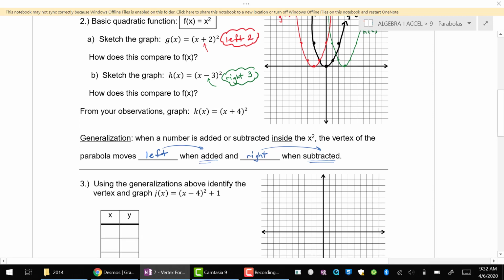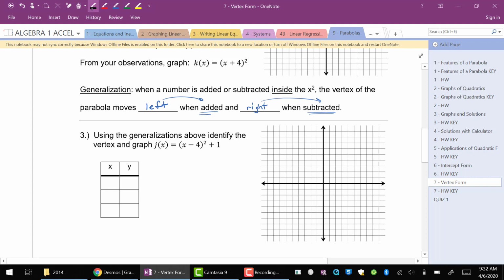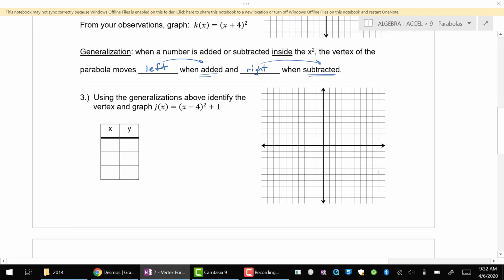So let's see if we can now apply those concepts and those generalizations to making a graph of a parabola on our own here. Number 3, identify the vertex and then graph the function j of x equals (x minus 4) quantity squared plus 1. Look at the transformations here. The first one is a transformation to the right by 4. And then this little plus 1 out here is a transformation up by 1.